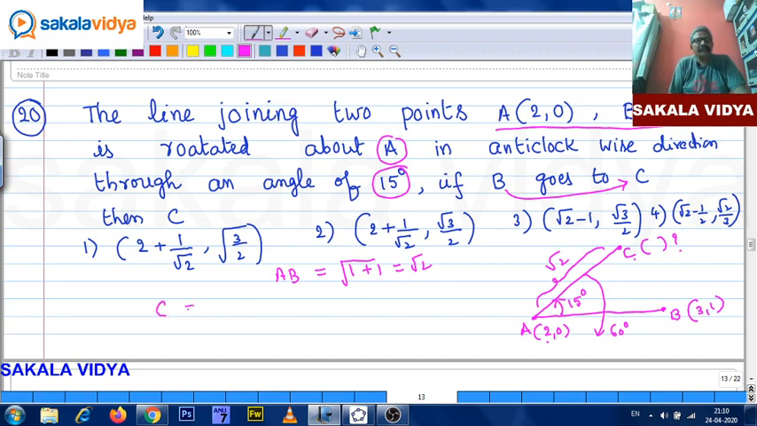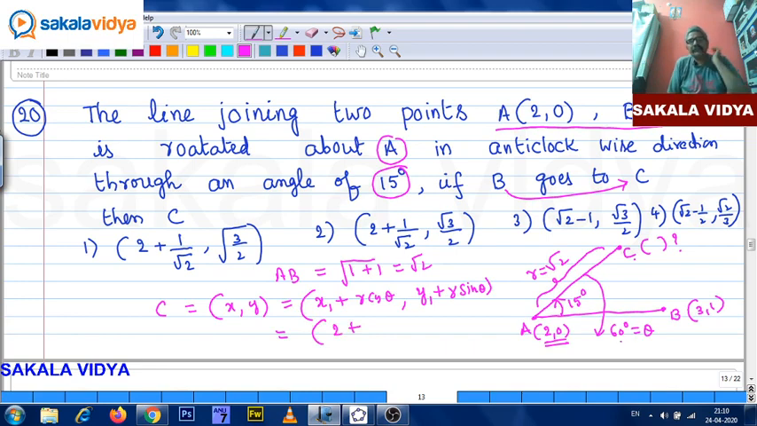That means, for example, C is equal to x comma y, with r value root 2 and theta value 60 degrees. We can write this as x1 plus r cos theta comma y1 plus r sin theta, where this is x1 comma y1. So we can write 2 plus root 2 into cos 60, cos 60 is 1 by 2, comma 0 plus root 2 into sin 60, sin 60 is root 3 by 2.